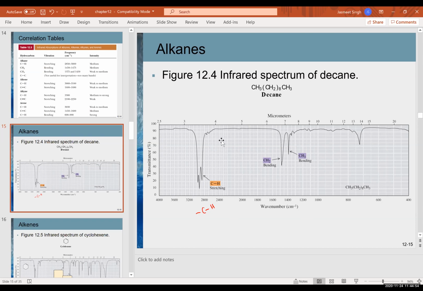Okay, so only three prominent signals will be observed in alkanes. One will be at around 1450 to 1475. That would be CH2 bending. And then CH3 bending will be at a little bit lower value. That's how we know, because CH3 bending is anywhere from 1375 to 1450, so you can see it's below 1400. So it has to be CH3. That's one way of knowing it. Okay, any question about alkane IR spectrum?